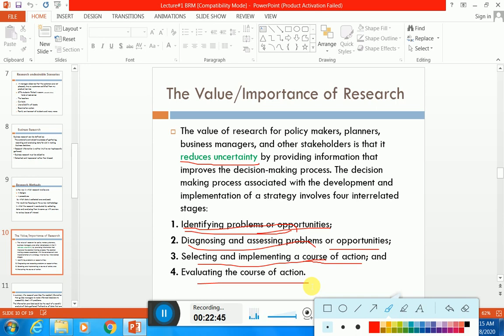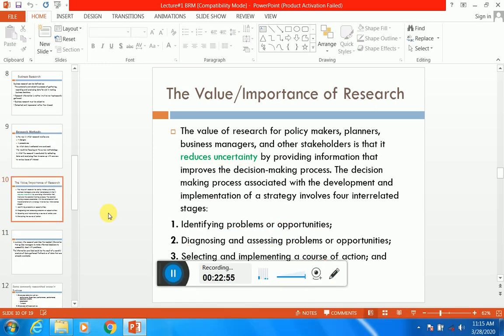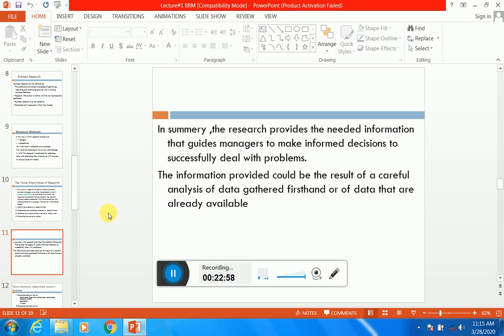Therefore, the importance of research is that it gives an idea of how to reduce the state of uncertainty. Or simply stated, research provides the needed, required information that guides managers to make informed decisions to successfully deal with problems. The information provided could be the result of a careful analysis of data gathered firsthand, or of data that are already available.